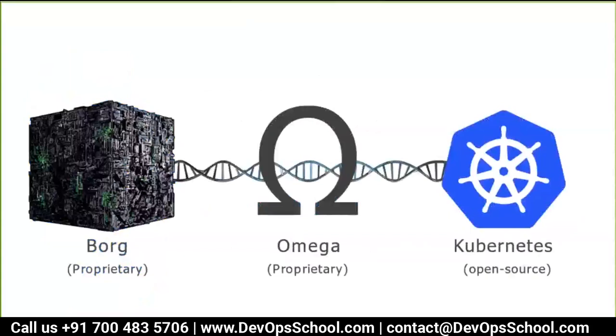There is one tool called Borg, which is proprietary to Google, and Omega, which is again proprietary to Google. Now, when I say what is Borg and what is Omega, in a simple way, if I put it, Borg and Omega are running Google infrastructure. Yes, running Google infrastructure. Look at the Google infrastructure.